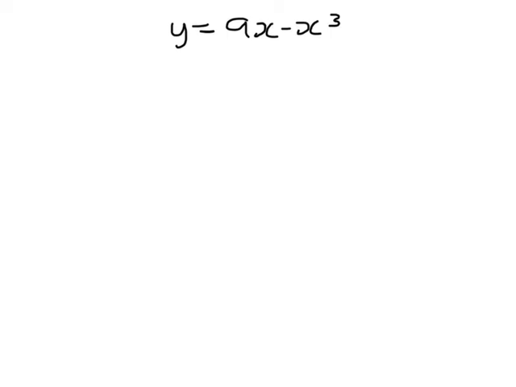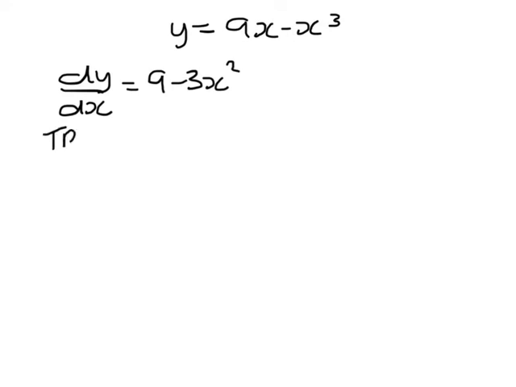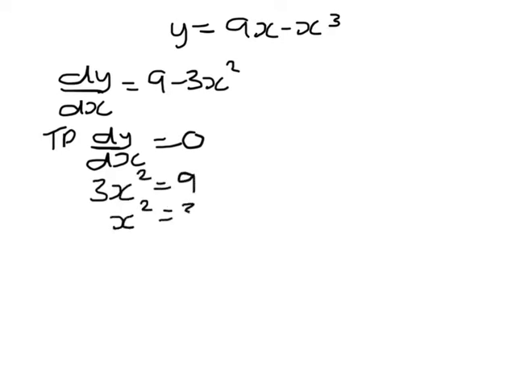We're interested in the turning points of the curve y equals 9x minus x cubed, so the first thing I'm going to do is differentiate. I get 9 minus 3x squared. At the turning points, dy/dx equals 0. So 3x squared has to equal 9. x squared has to equal 3. x would be plus or minus root 3.